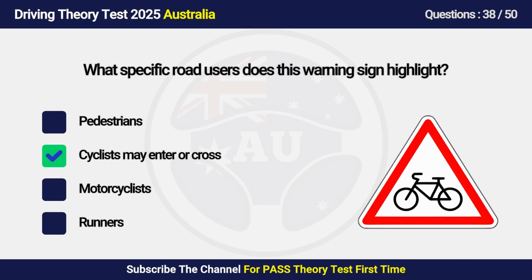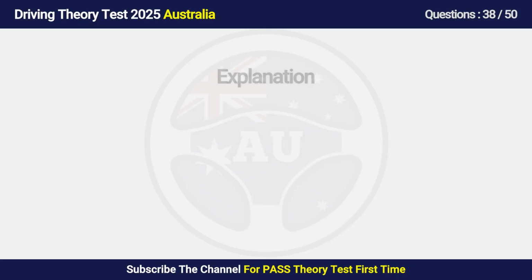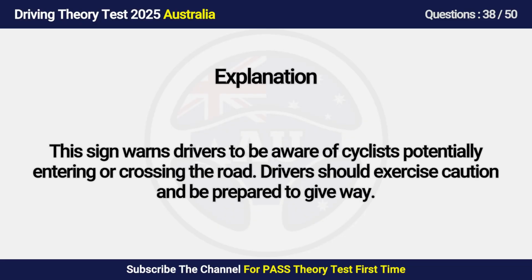Answer is B. Cyclists may enter or cross. This sign warns drivers to be aware of cyclists potentially entering or crossing the road. Drivers should exercise caution and be prepared to give way.